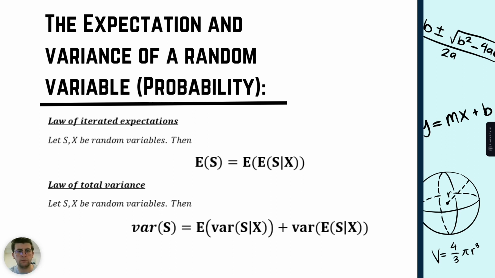So we will return a little bit to probability and see that the law of iterated expectations says that if we have S and X that are random variables, then the expectation of S will be the expectation of the expectation of S given X. And then we also have the law of total variance that says that if we have S and X that are random variables, then the variance of S can be seen as the expectation of the variance of S given X plus the variance of the expectation of S given X. So now, having this formula, we're going to go and solve the problem.